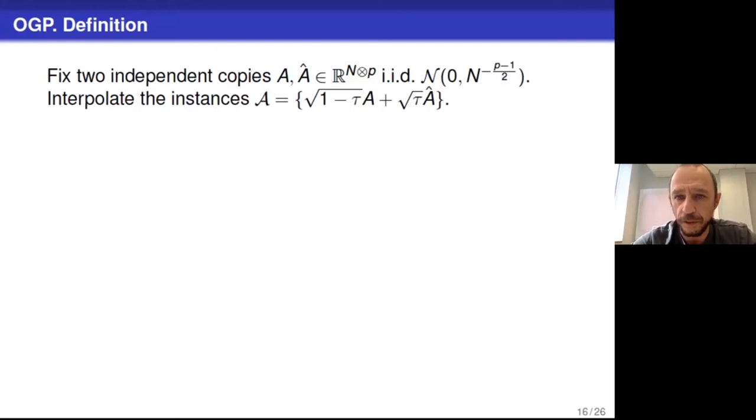So here we're going to do something very similar, except we're going to do it using a continuous version. Let's create two independent copies of the tensor. We generate tensor A and another tensor A hat independently from each other from the same IID distribution of Gaussians. For Gaussian random variables, there is a very natural way to interpolate. If you have one standard normal and another standard normal, and you take square root of 1 minus tau times the first plus square root of tau times the second, you get another standard normal Gaussian. Let's do that for every entry of our tensor. That way we create this continuous family interpolating two independent instances of our tensor. So this is our interpolated family.